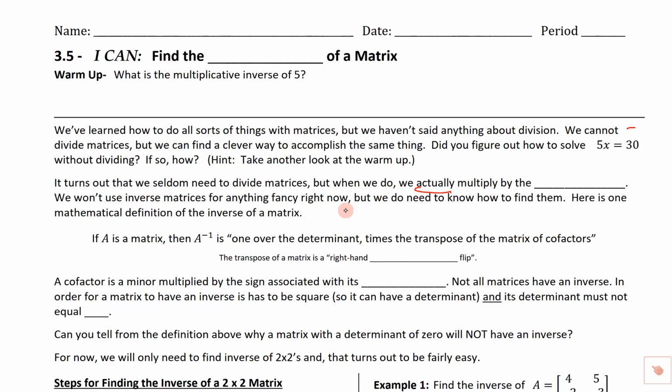This is section 3.5. I can find the inverse of a matrix. Inverse of a matrix. So the warm-up question says, what is the multiplicative inverse of 5? And we talked about multiplicative inverses earlier this year. So the multiplicative inverse of 5 is 1/5.